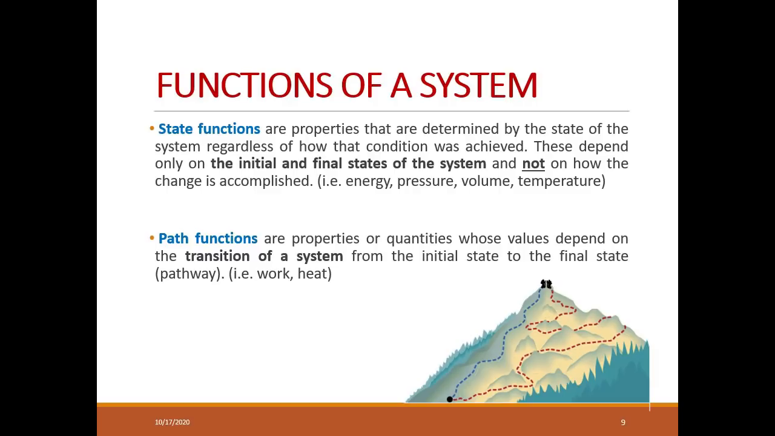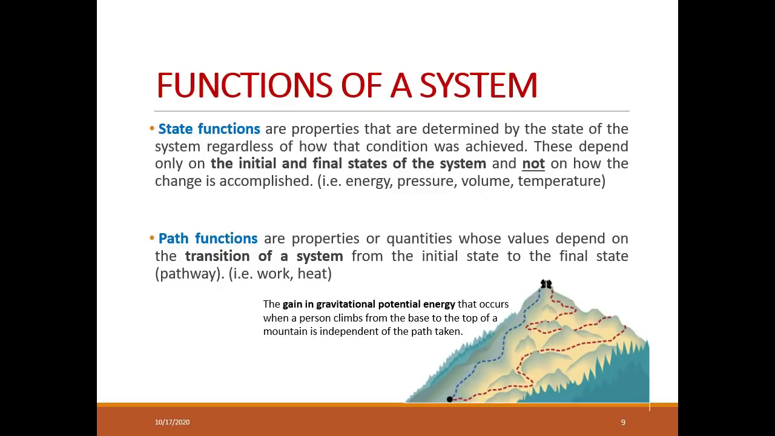Heat flow is not a state property. Its magnitude depends on how a process is carried out. The gain in gravitational potential energy that occurs when a person climbs from the base to the top of a mountain is independent of the path taken. So potential energy is a state function. If a quantity is uniquely determined by the equilibrium state, then it is a state function.